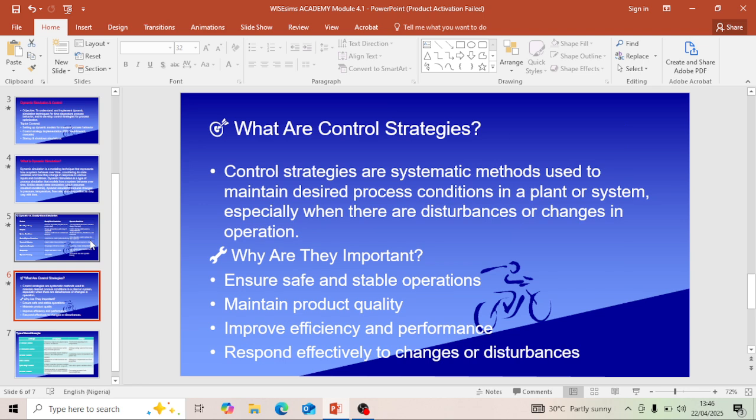So what are we looking at now? Remember we said that this is the dynamic simulation and control strategies. All right. So now what are the control strategies? Control strategies are systematic methods used to maintain desired process conditions in a plant or system, especially when there are disturbances or change in operation. All right. So basically your controls are used to regulate and maintain your desired conditions.